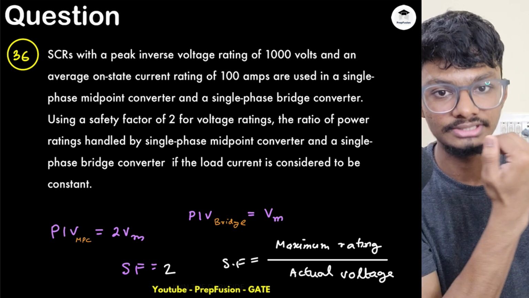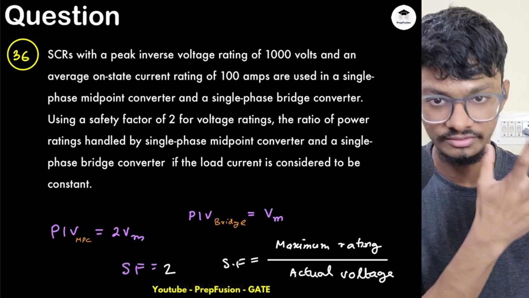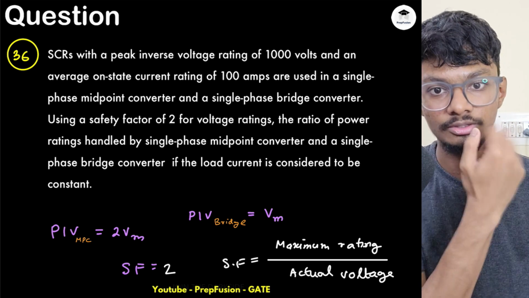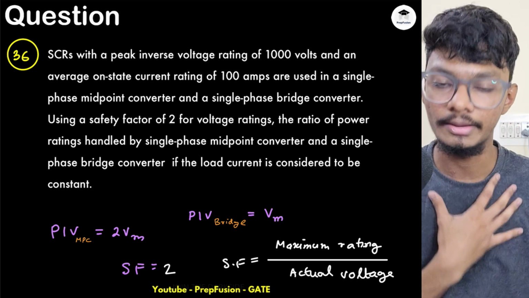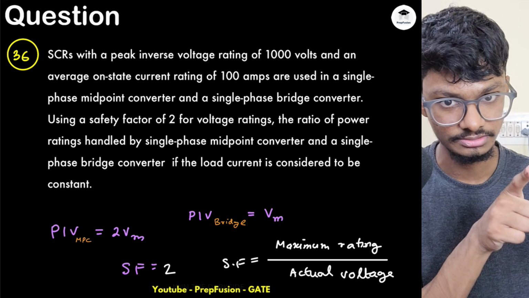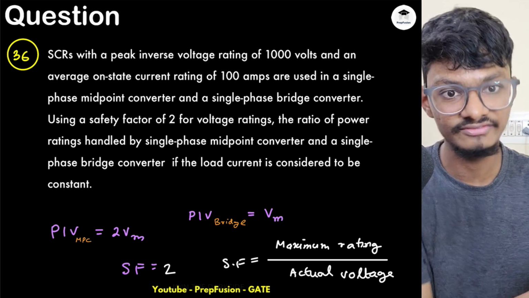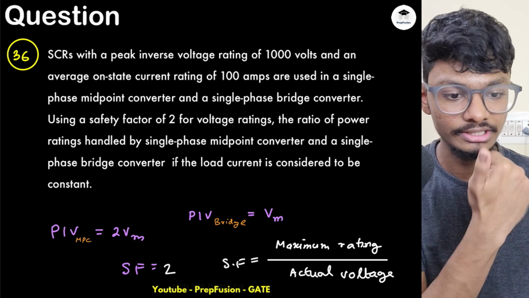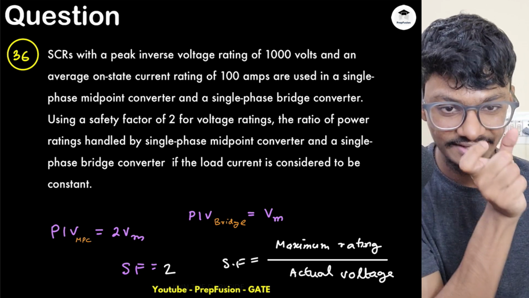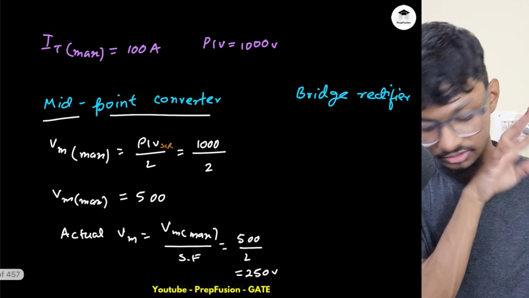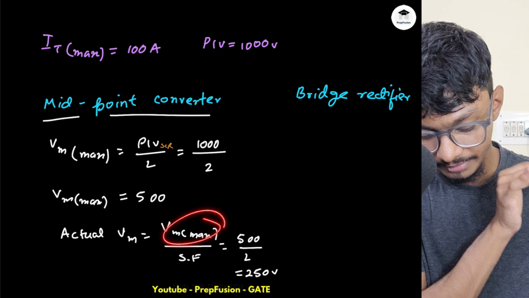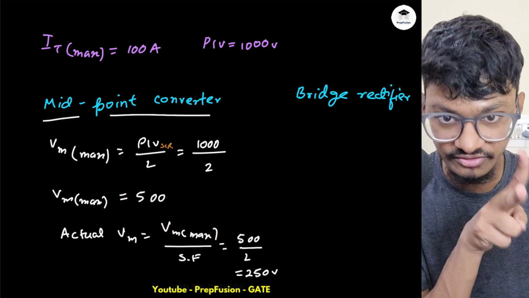So even if, for some fault of the supply, the peak voltage goes to 550 or 600, I'm still safe, because the device won't get damaged. All this is done to save the device. Let's say I choose no safety factor, and I exactly choose my VM max, that is 500. So if I choose 500, what will happen?